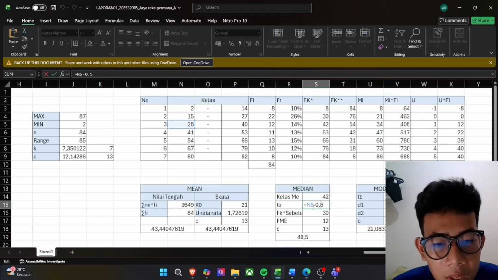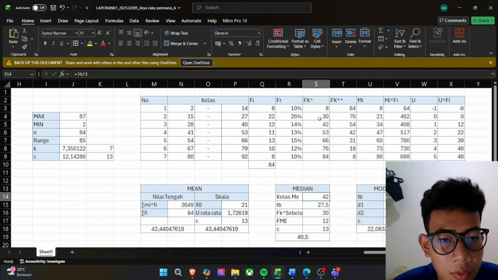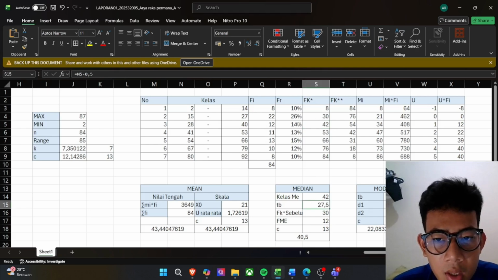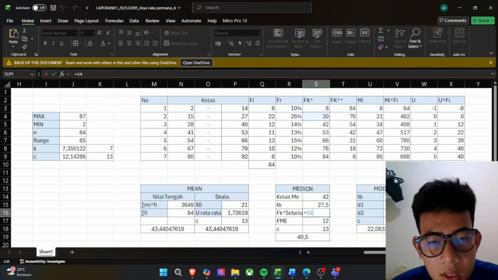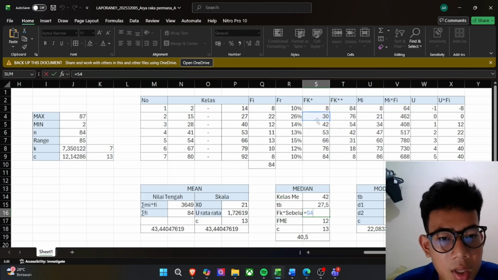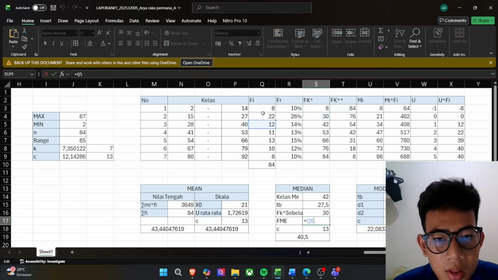The formula of the real lower class is the lower class here, which is 42. We have 42 in the cumulative frequency less-than column, so we add it to this one, and the 42 here equals the lower class. So the real lower class is the lower class here minus 0.5. And F_KS, the cumulative frequency before that, is 42, and the median frequency, from the same row, is 12.